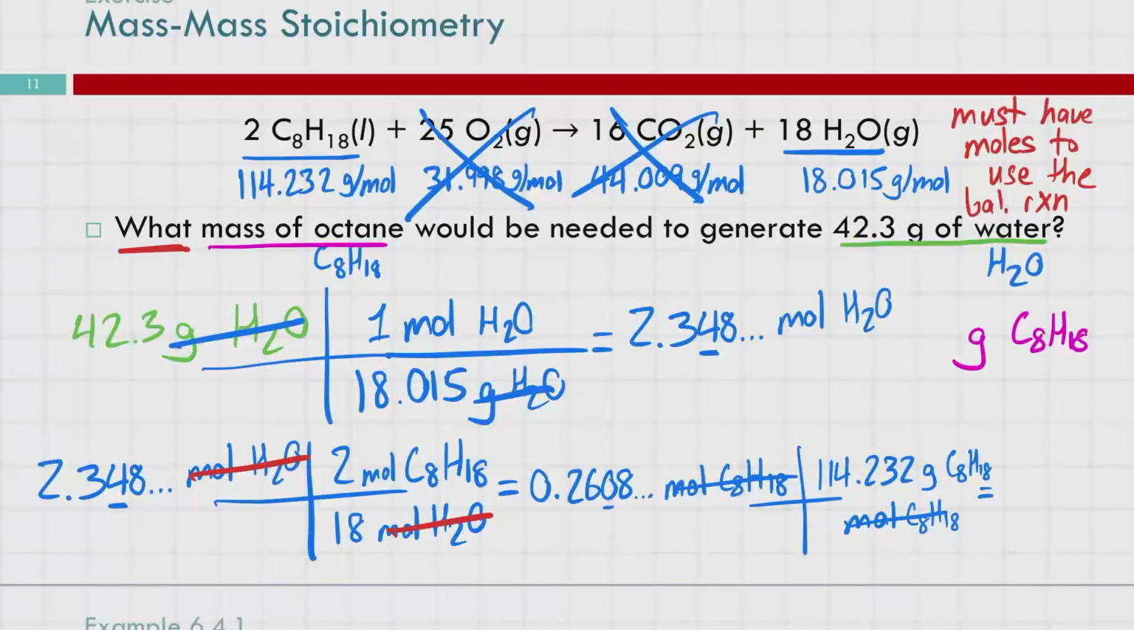So times 114.232, and we get out 29.8 with a 0 after it, so we're going to round that to 29.8 grams C8H18.